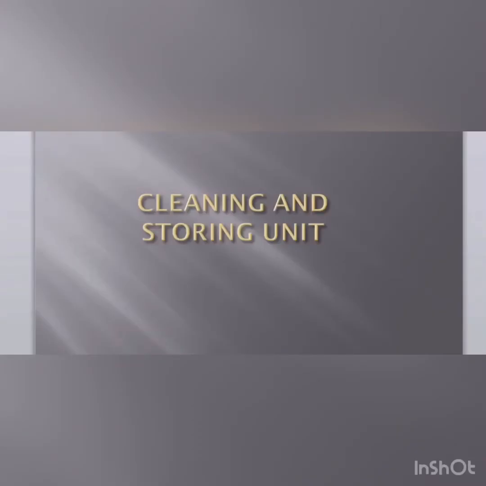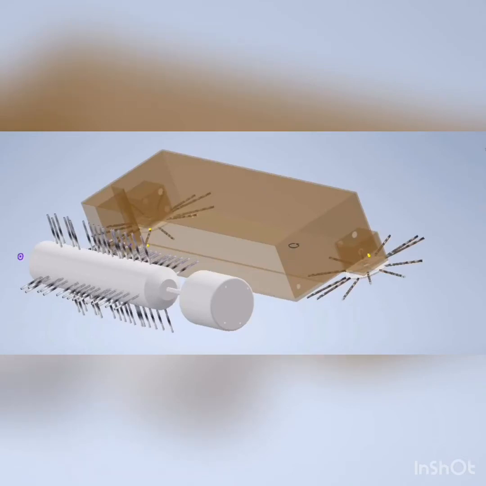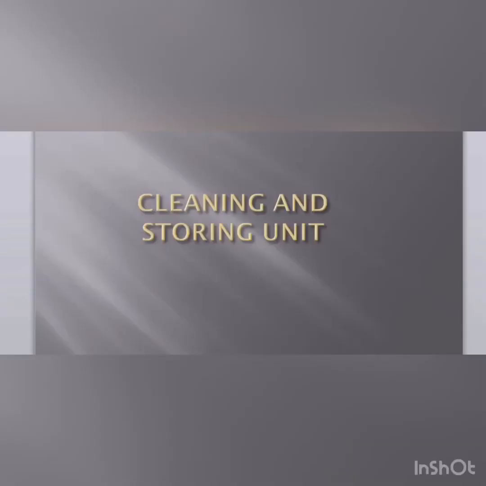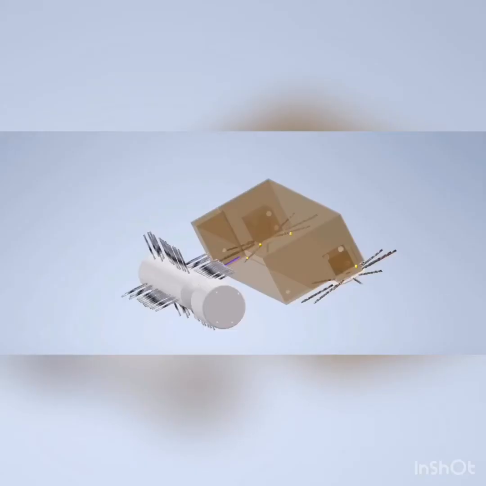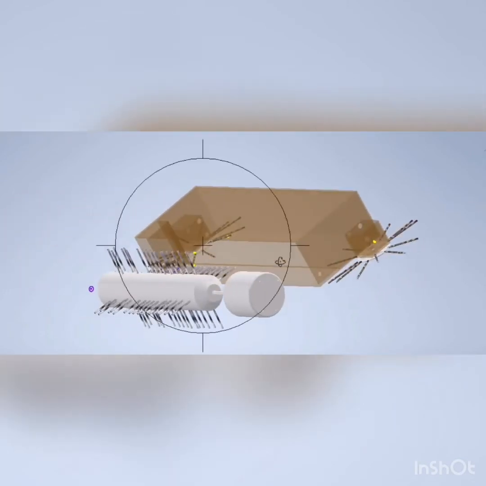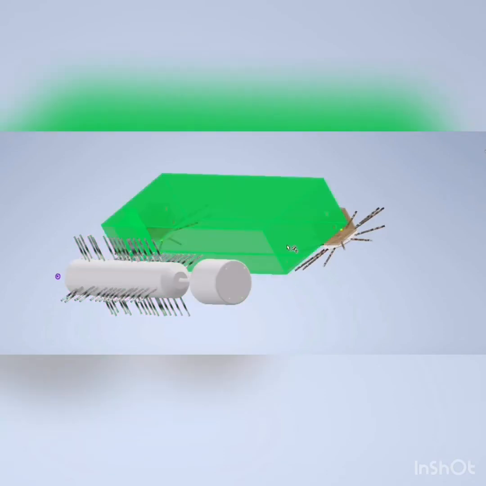Cleaning and storing unit. Cleaning and storing unit consists of 3 brushes. 2 are circular brushes and 1 is roller brush. The brushes are attached with the motors with a speed of 120 rpm. This box is known as dust collector, which collects the dust. And this dust collector is made up of acrylic sheet of 3 mm.